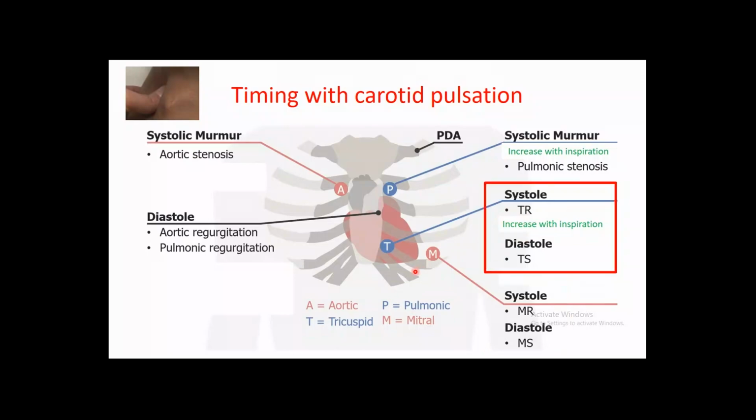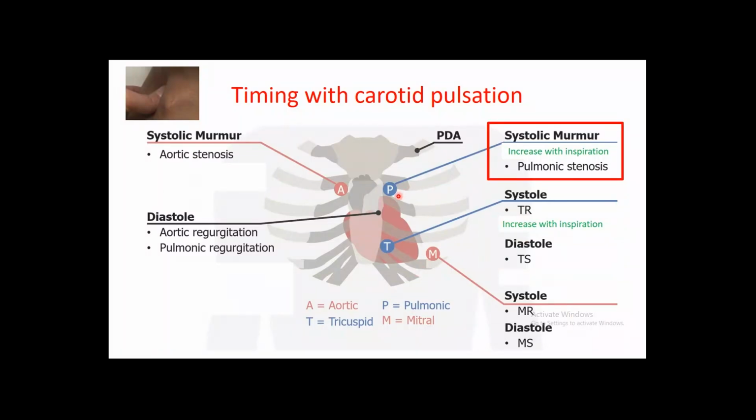Then moving to the pulmonary area, a murmur heard during ejection of blood during systole, from the right ventricle to the pulmonary circulation, is caused by obstruction. Obstruction means pulmonary stenosis. So a systolic murmur would be caused by pulmonary stenosis. A diastolic murmur would be caused by pulmonary regurgitation. Again, how to make sure this murmur is from the pulmonary side? By taking inspiration. If the murmur increases with inspiration, this is pathognomonic for a right-sided valve lesion.